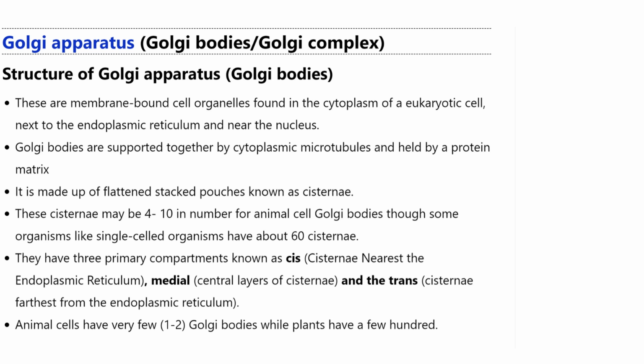It is made up of flattened stacked pouches known as cisternae. These cisternae may be 4 to 10 in number for animal cell Golgi bodies, though some organisms, like single-celled organisms, have about 60 cisternae. They have 3 primary compartments: cisternae nearest the endoplasmic reticulum, medial, central layers of cisternae, and the cisternae farthest from the endoplasmic reticulum. Animal cells have very few, 1 to 2, Golgi bodies, while plants have a few hundred.